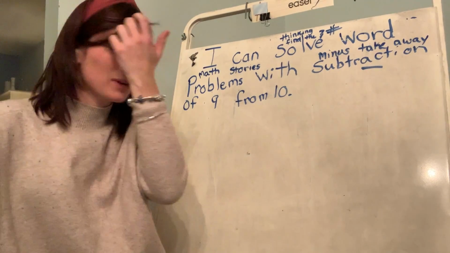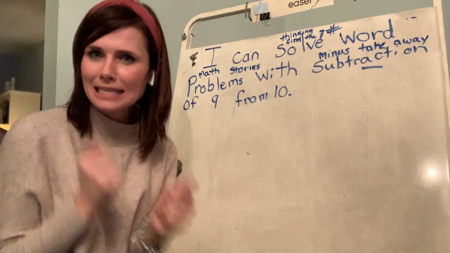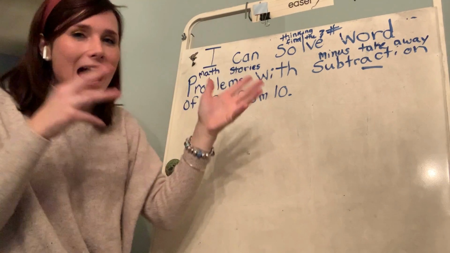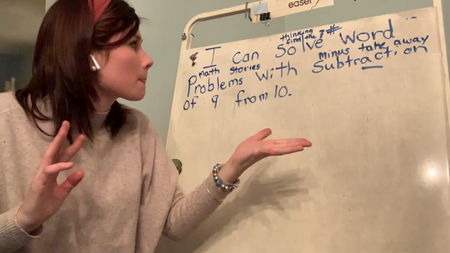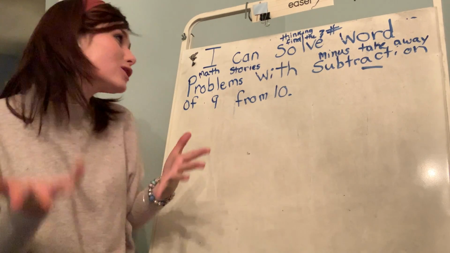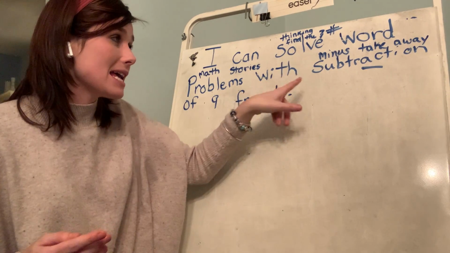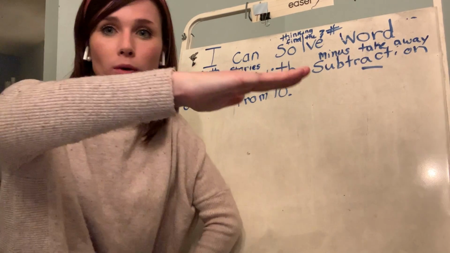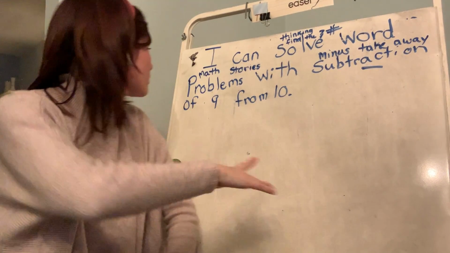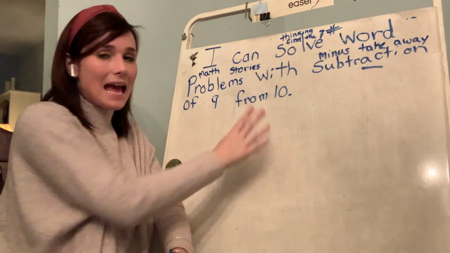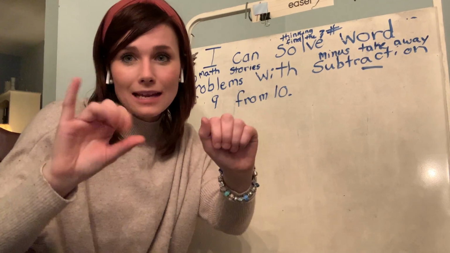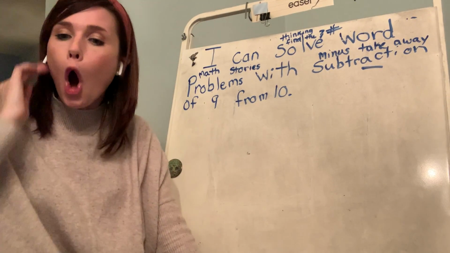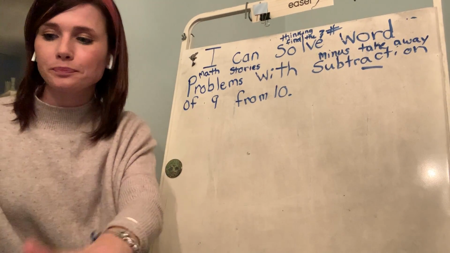Nice job. All right, let's read this back so we know what we're doing today. I can, yes you can, find the mystery number. Math stories with subtraction. You could also call that minus. You could also call that takeaway. One horizontal line. That is subtraction. Of 9 from 10. So 10 take away 9. What are you left with? 1.